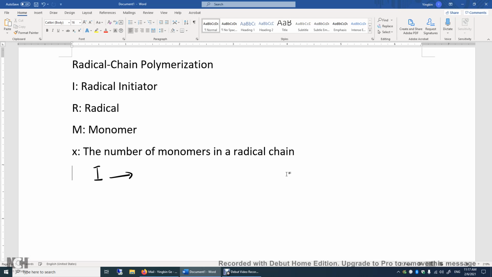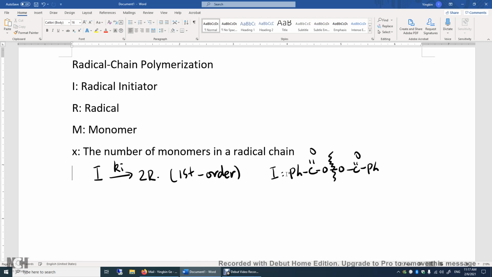The radical initiator may decompose into two radicals. The rate constant is k sub I, and this is a first order reaction. It's a first order elementary reaction. Here's one example. I can be benzoyl peroxide, phenyl C double O, O, O, C double O, phenyl. The point is it's very easy to break this oxygen single bond and form two radicals. So this step is called initiation.